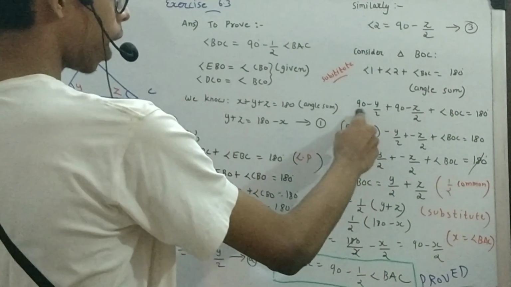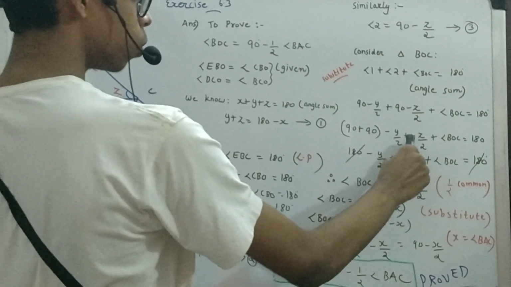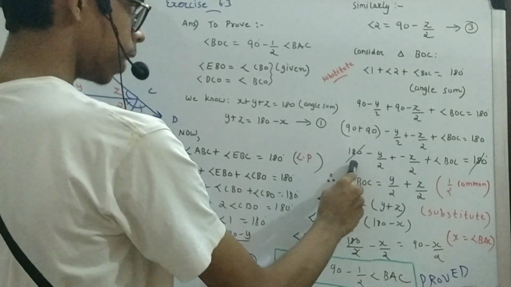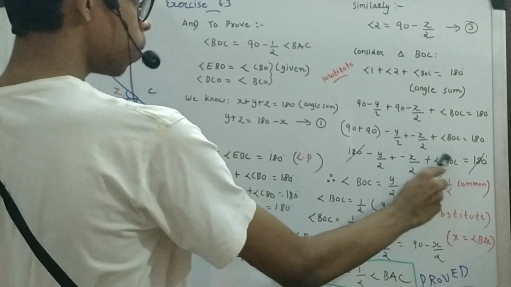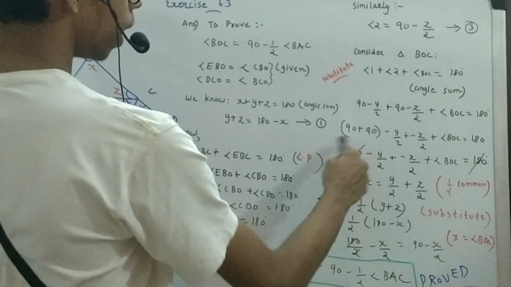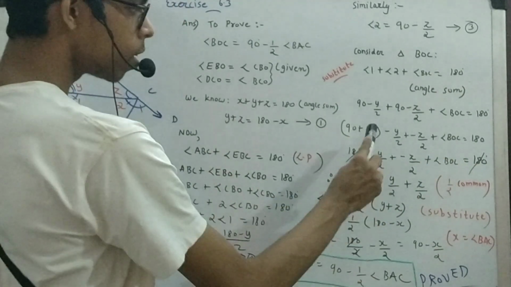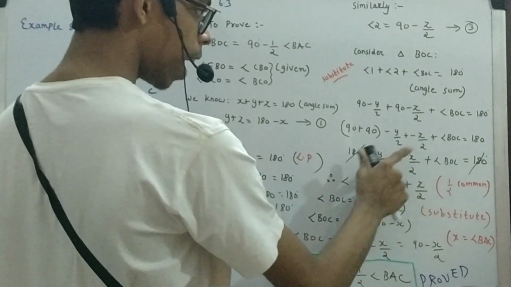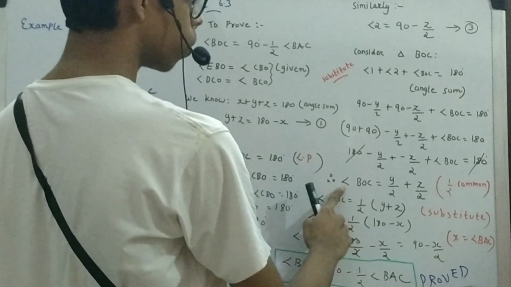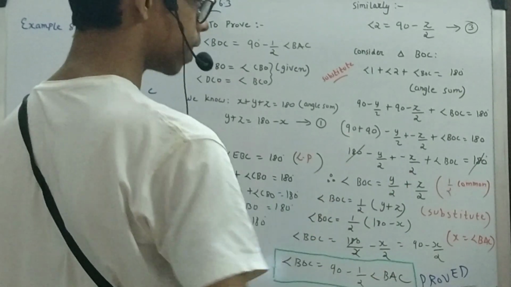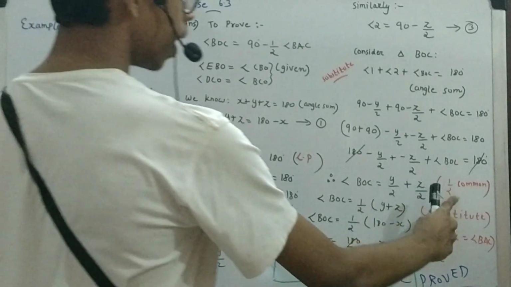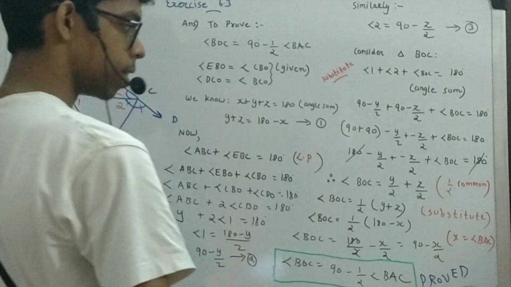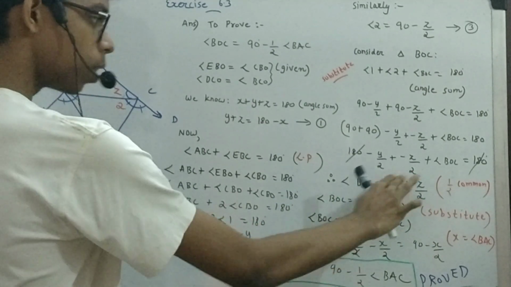Now 90 plus 90 group together, minus y by 2 plus minus z by 2 plus angle BOC is equal to 180. So 90 plus 90 is 180, minus y by 2 minus z by 2, plus angle BOC is equal to 180. Now 180 is common on both LHS and RHS, so we can just cancel it off. Keep angle BOC on one side and take the other things to the other side. So angle BOC is equal to y by 2 plus z by 2. Now from here we can take half common. So angle BOC is equal to half of y plus z.